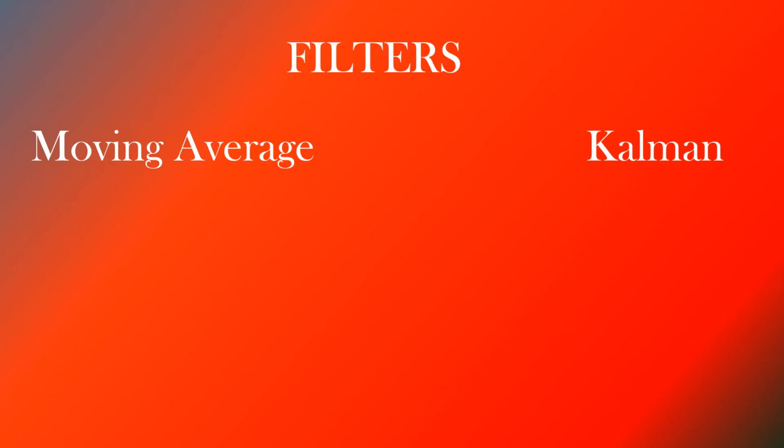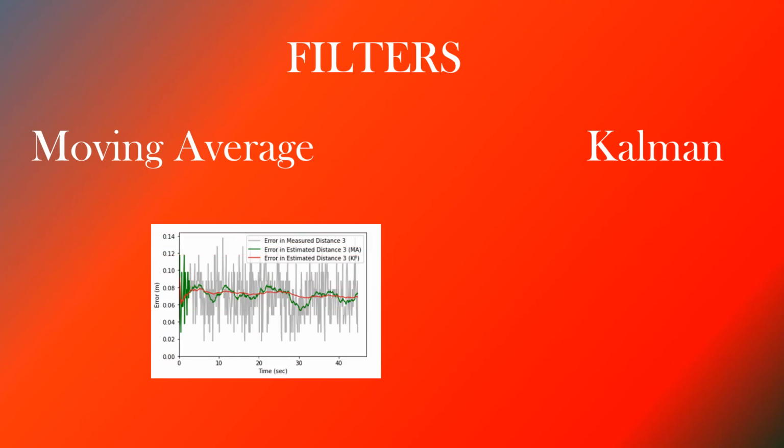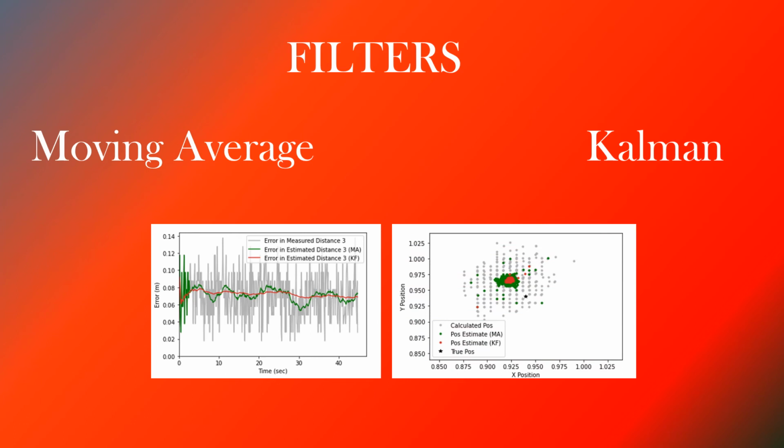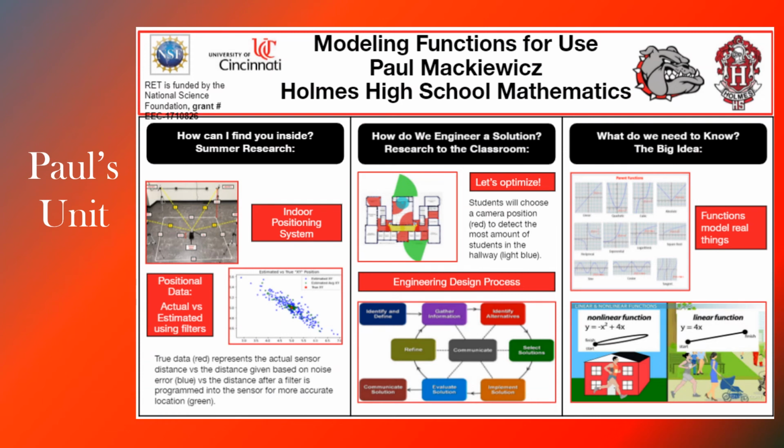The Kalman takes a prediction of a single point, and then from there, using that prediction and the error in the measurement, creates a representation of the true distance. From the graphs, you can see the green is moving average, and the red is Kalman, and Kalman is more exact. My unit is called Modeling Functions for Use.